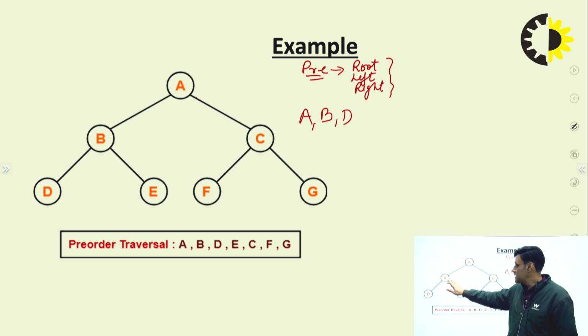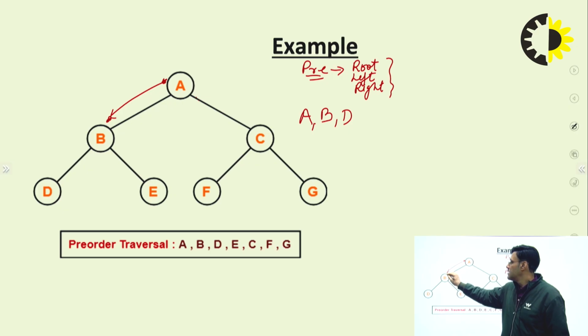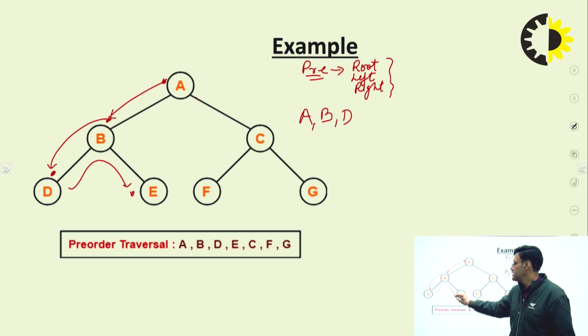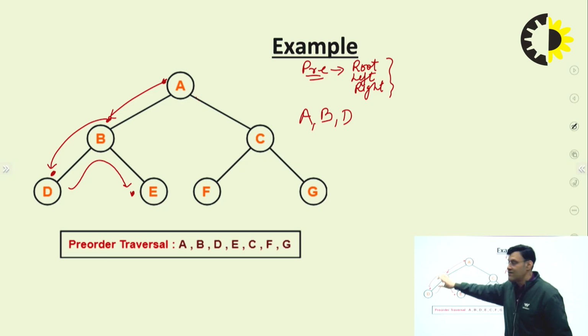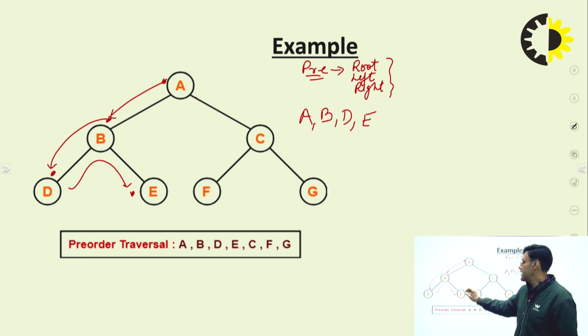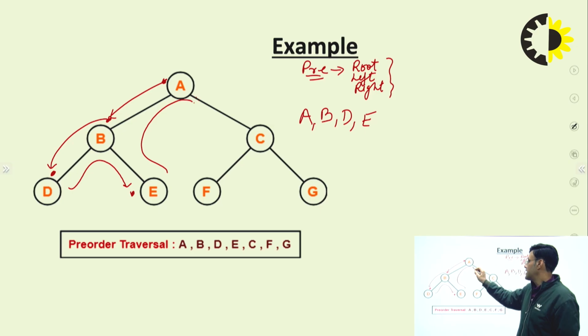Then we proceed towards, this is the last root node that we have visited. Then we proceed towards the left. From here we go to here, then we go to this right subtree. Under this left subtree, this is the right node, and last priority is given to this. Then we will print E. Then again we will backtrack to the right subtree.